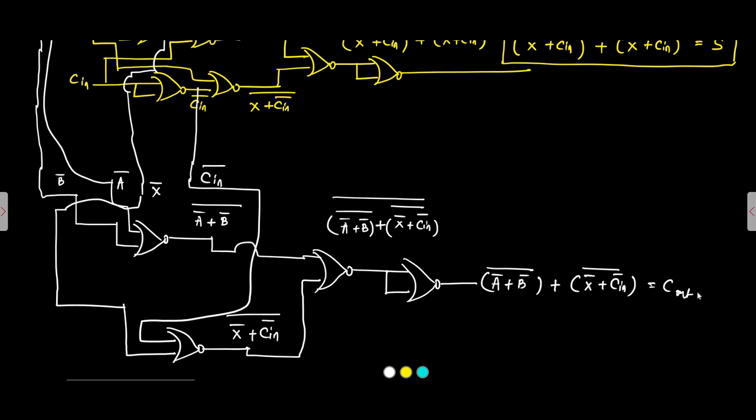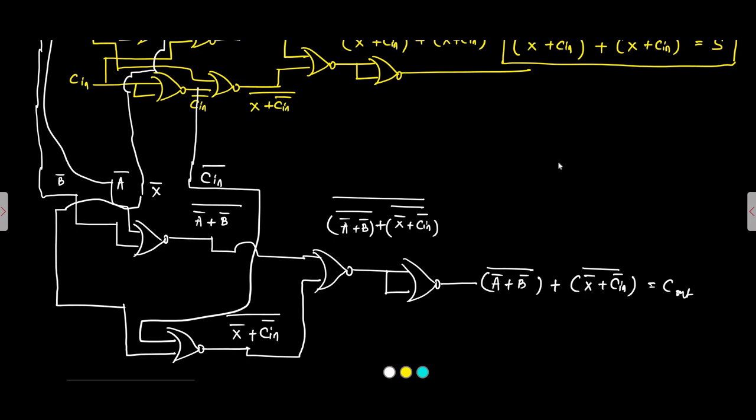Because of lack of space, I had to draw it separately. So we had to use an extra 1, 2, 3, 4 NOR gates. We took A bar, B bar, X bar, C in bar. We got A bar or B bar whole complement, X bar or C in bar whole complement. We passed it through a NOR gate and got this. To remove the upper complement, we passed it through another NOR gate, and finally got the carry expression: (A bar or B bar) whole complement or (X bar or C in bar) whole complement.